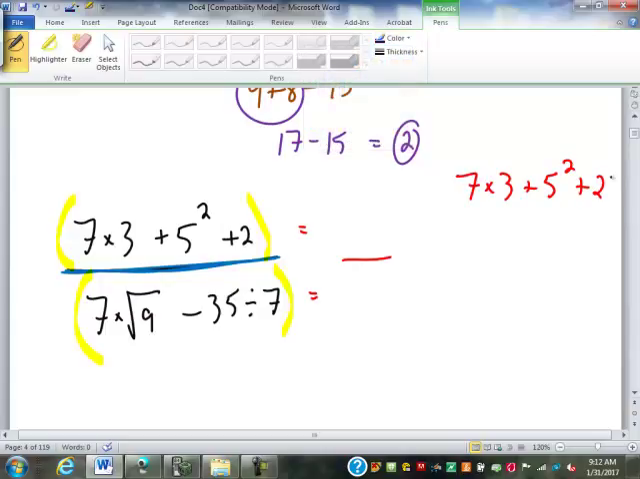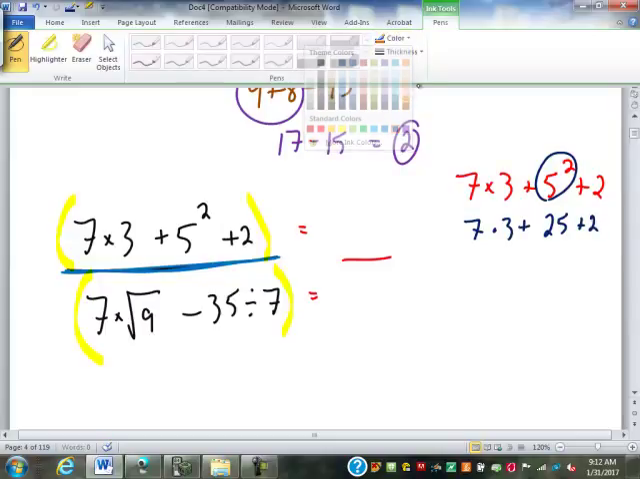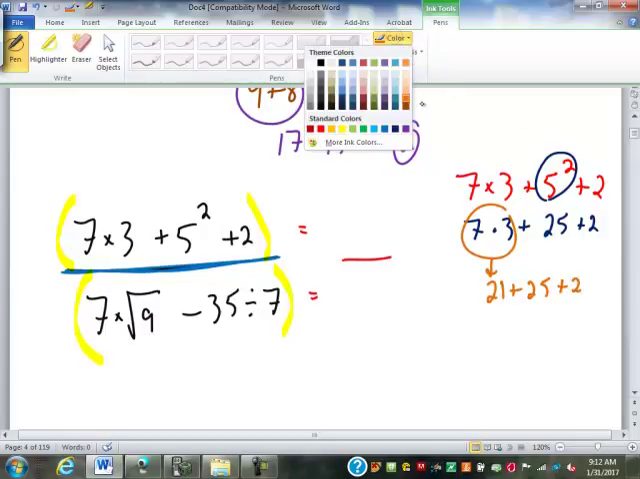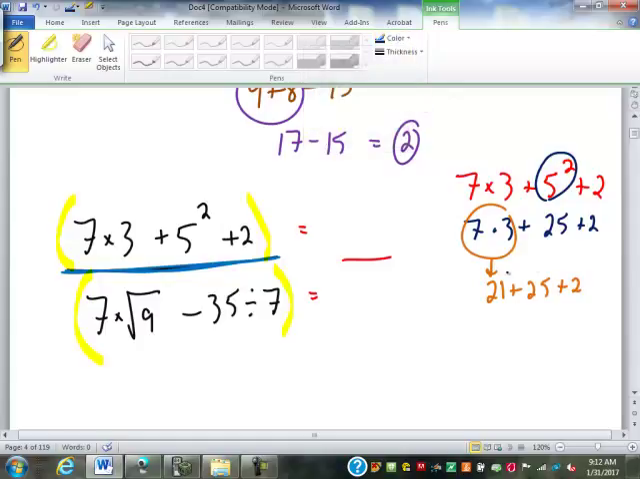So here, what do I have to do first? 5 squared is 25. And then multiplication, 7 times 3 is 21. So 21 plus 25 is 46. Plus 2 is 48. So the top of this is 48.